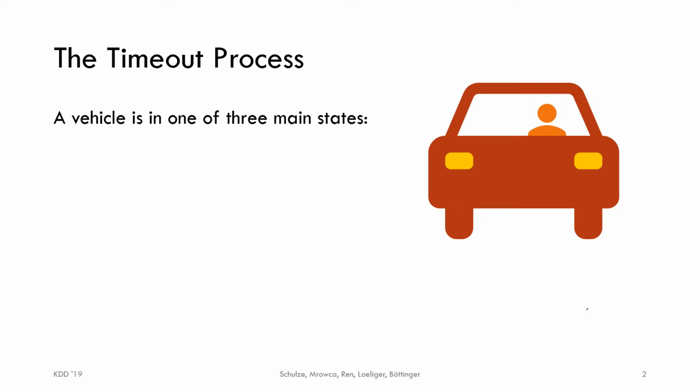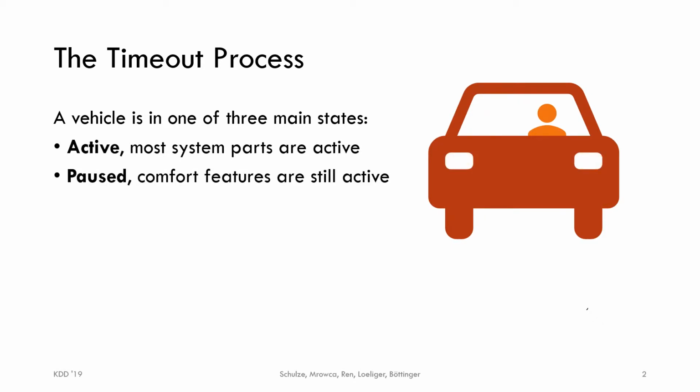While using your car, it is in one of three main states. While driving, it's active. When you've turned off the engine, it's paused. When you've left the car, eventually it should be in the inactive state, and it's important to reach the inactive state, otherwise battery charge would be wasted.